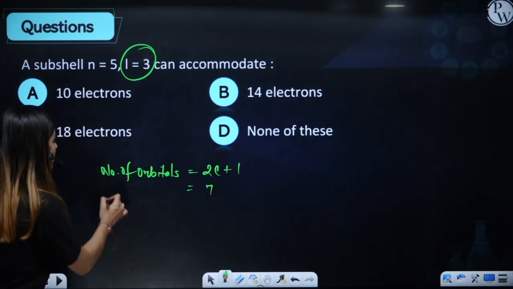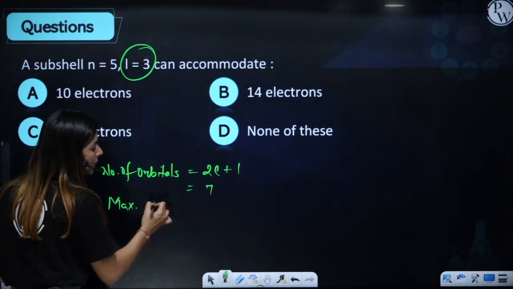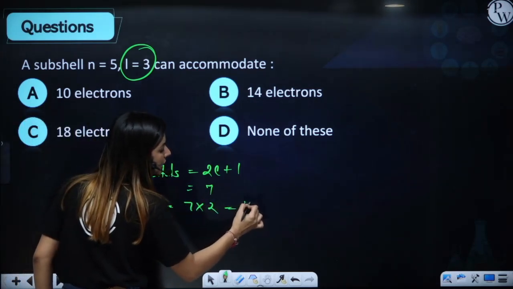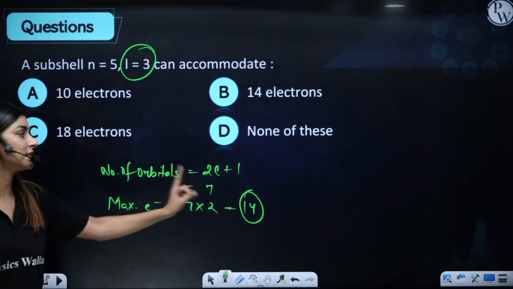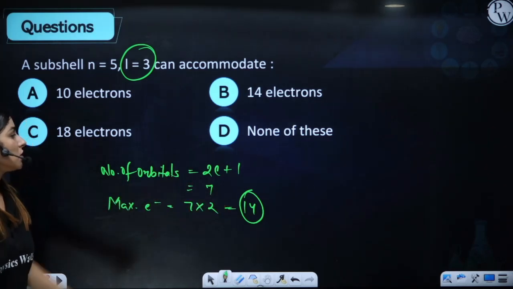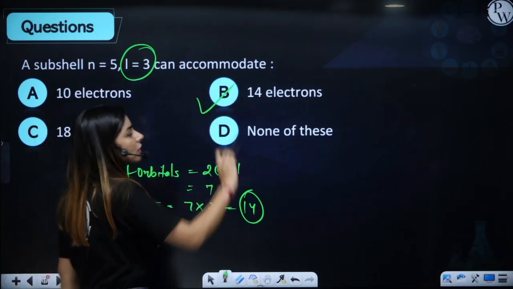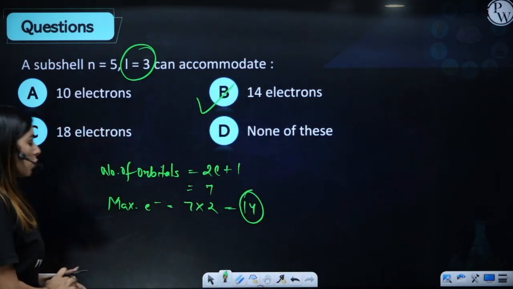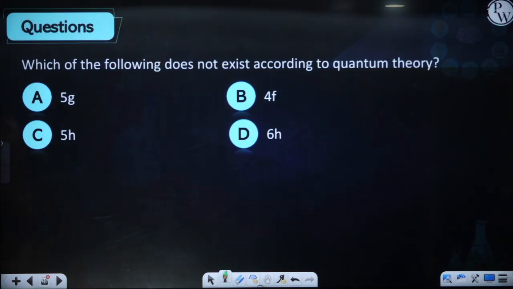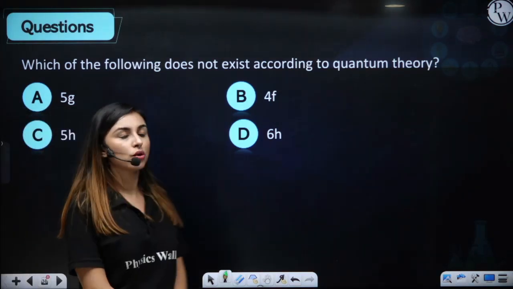You have 7 orbitals and in each orbital, 2 electrons maximum can reside. So, how many maximum electrons? 7 into 2, 14. This is the maximum value which is possible. Maximum people who can live in 7 houses, right? So, 14, that is option B, is your correct answer. This is how you're going to solve the questions. Perfect. Next question. Which of the following does not exist according to the quantum theory?